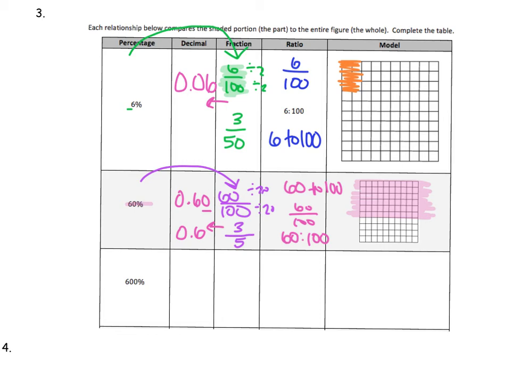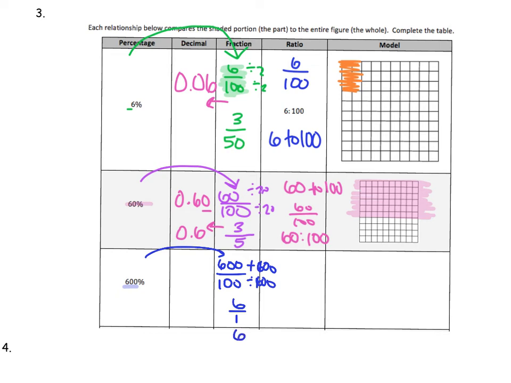And then last but not least, 600%. I know I take that number and I'm going to put it over 100 for my fraction. So I'm going to do 600 over 100. Reduce that. So I'm going to divide by 6 and divide by 6. Nope, can't do that. Divide by 100. And I get 6 over 1 or 6.